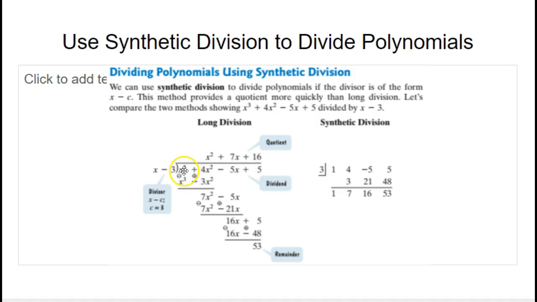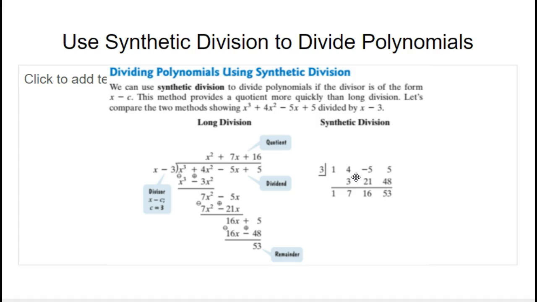If we're dividing this long polynomial, x cubed plus 4x squared minus 5x plus 5, by x minus 3, you can do long division this entire way here to get your answer, or you can do what we're going to do over here, synthetic division, and find the answer more quickly. Sometimes students, when they see synthetic division for the first time, say, why would we ever use long division when synthetic division is much quicker? I would say anytime you have a divisor in this form, x minus c, it is always best to do synthetic division. It is quicker and most people find it easier.